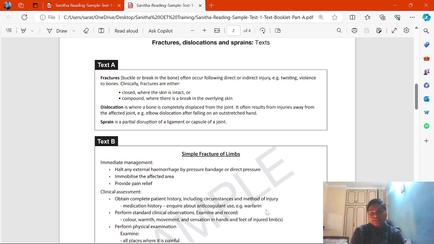Apart from that, I have seen most of the students are not getting enough marks in OET reading subtests. Do you know what is the reason behind that? From my experience, I can say that you people are not following the correct method.